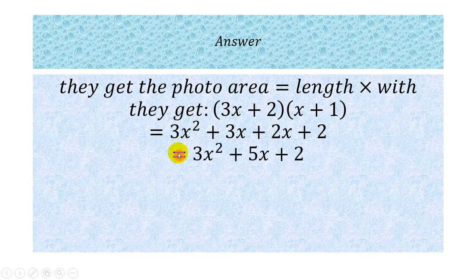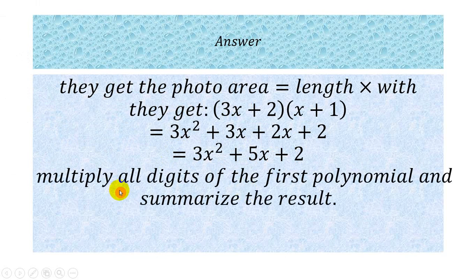We can write 3h squared plus 5h plus 2. This is the right answer for the photo area. How do we multiply a polynomial by a monomial? Multiply all terms of the polynomial, and then sum or simplify the result.